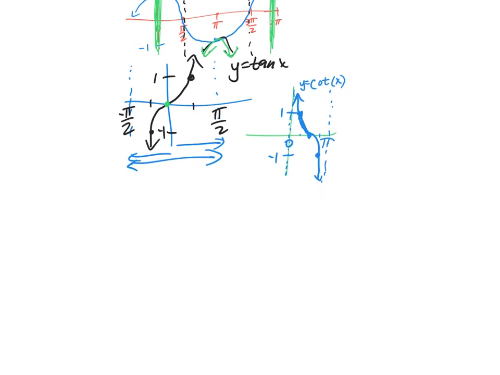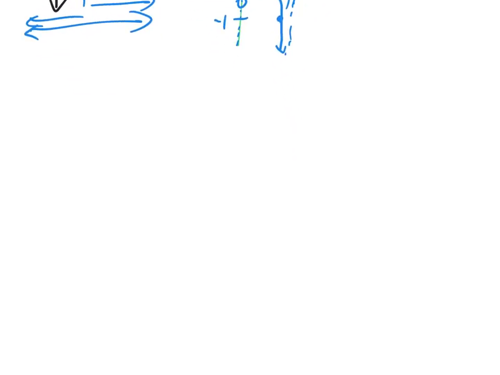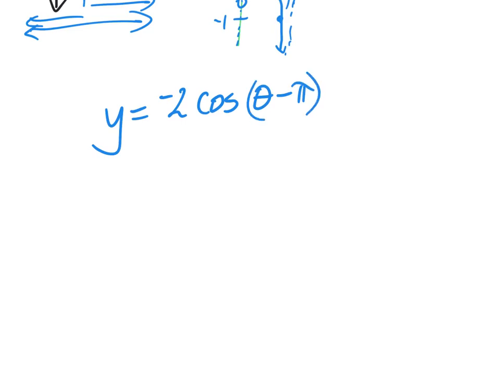Next, let's talk about when you have to do something more complicated. Like for instance, y equals negative 2 cosine of theta minus pi. That would be a pretty complicated one.